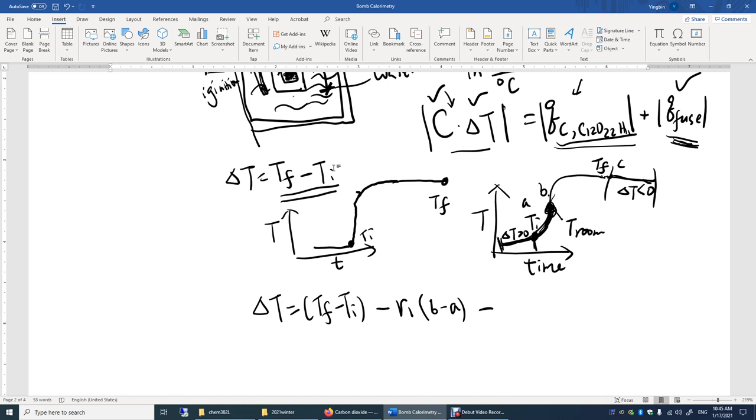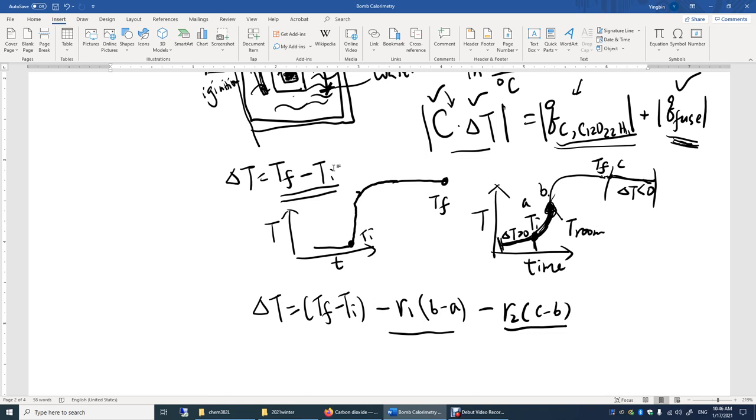And over here from B to C, we assume heat flows out of the calorimeter. That would cause the temperature change in this expression, R2 times C minus B. R2, again, is the rate of the temperature change between B and C. That is entirely due to the heat flow from the calorimeter to air. So again, we need to subtract the temperature change caused by the heat flow, first from the air to the calorimeter, and then from the calorimeter to the air. So this is before the temperature of the water bath reaches the room air temperature. This is after the water bath temperature reaches the room air temperature, all right?